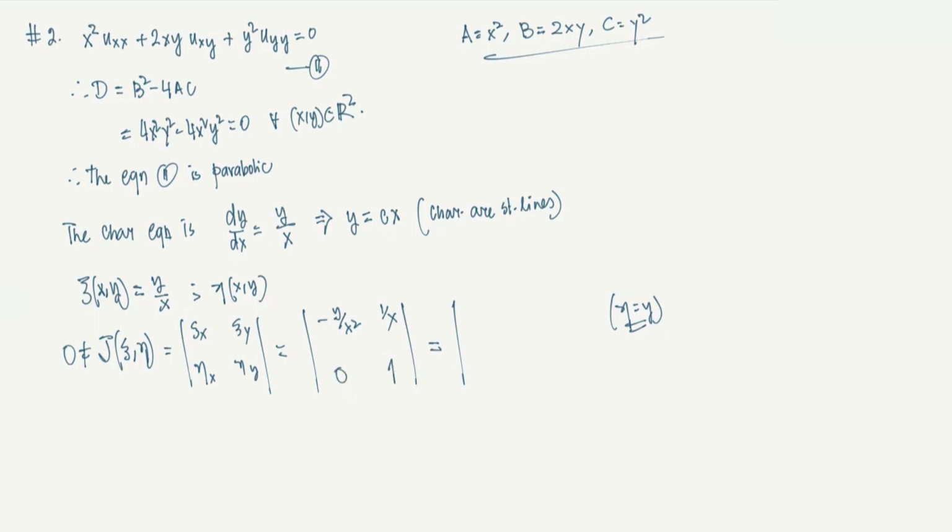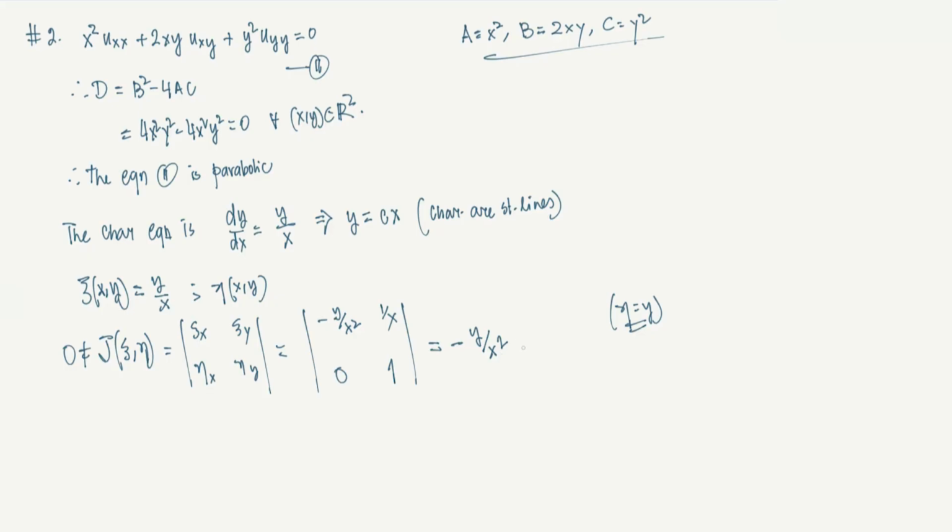So in that case, xi x is minus y by x square. I made some mistake somewhere: xi x is minus y by x square, and xi y is 1 by x. Eta x is 0. Eta y is 1. Okay, fine.